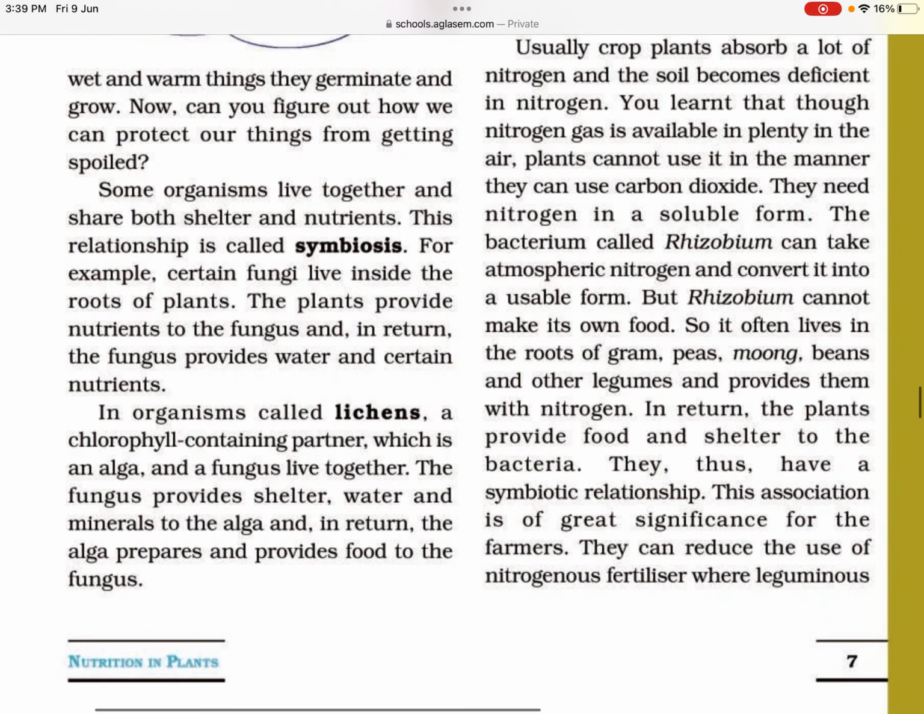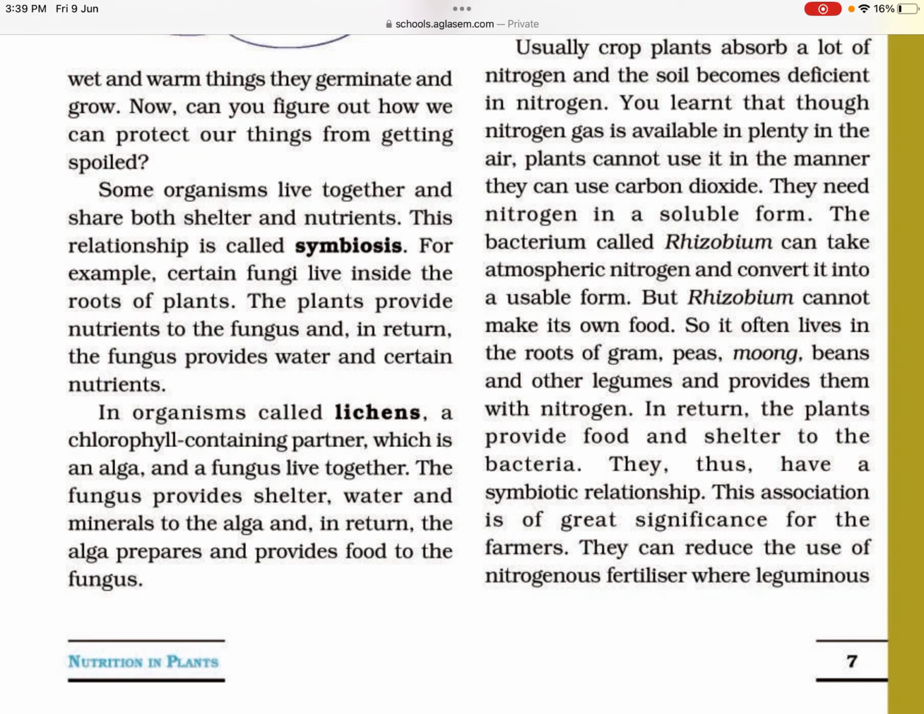Let's move further. Some organisms live together and share both shelter and nutrition. The relationship is called symbiosis. For example, certain fungi live inside the roots of plants. The plants provide nutrients to the fungus, and in return the fungus provides water and certain nutrients.